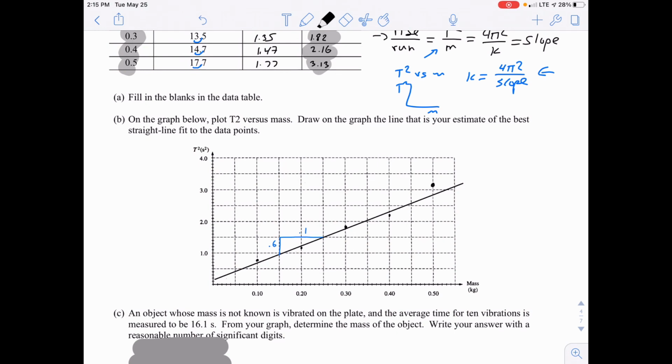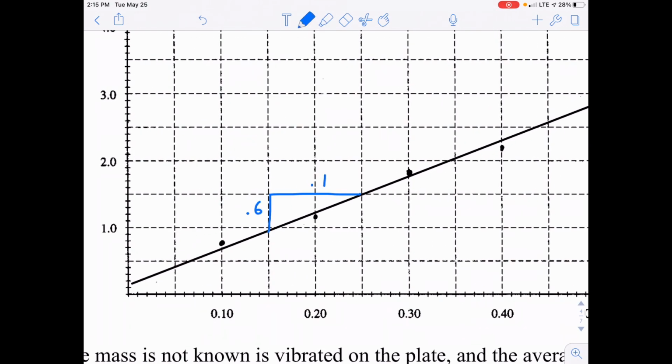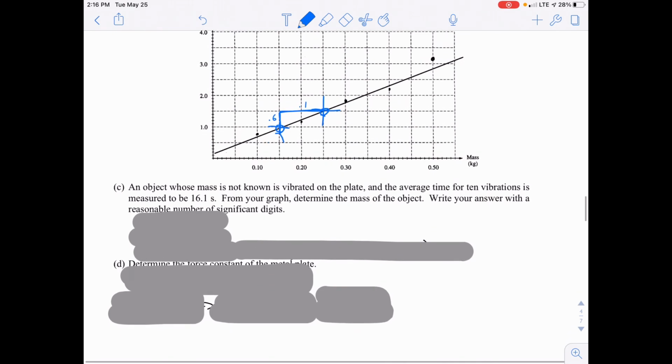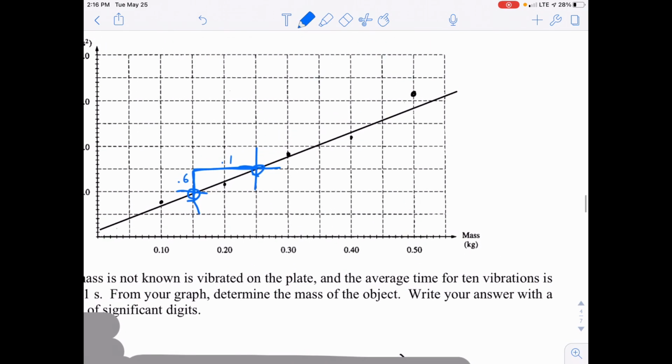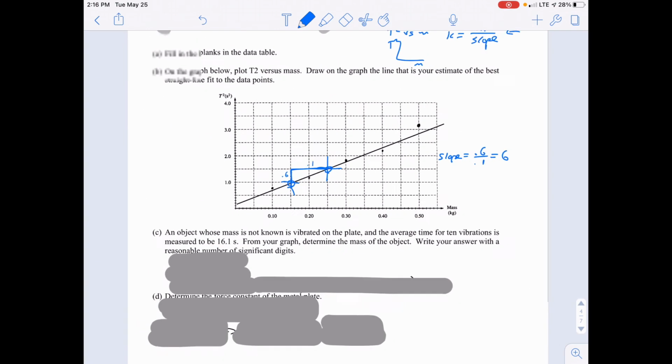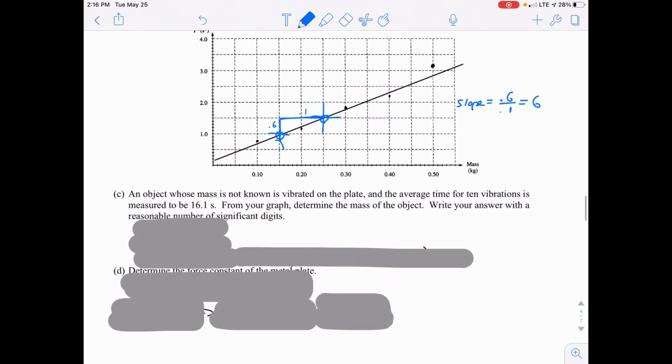Okay, now that the graph is completed, we're going to find two what are called convenient points. That means where the graph is intersecting the graph paper, like that, to essentially find the value of our slope. We're going to go rise over run, and we're going to get our slope from that. Our slope is roughly about 0.6 over 0.1, which is the same as 6 over 1, which is 6. So we'll use that slope of 6 soon enough.